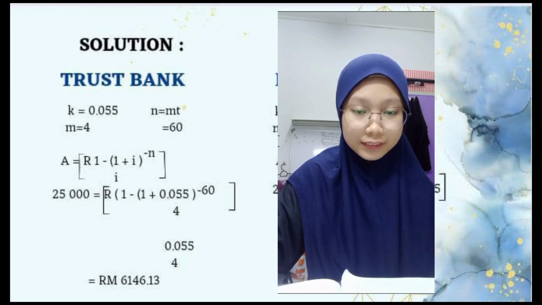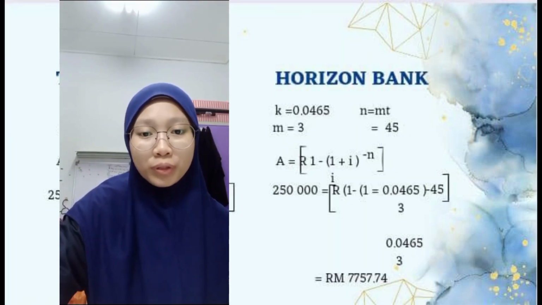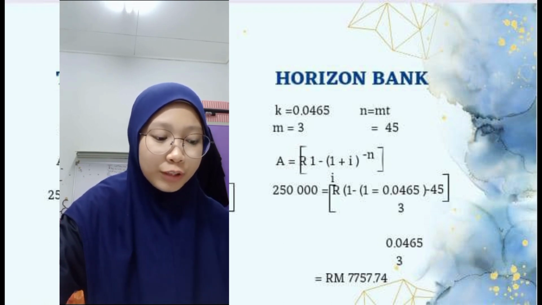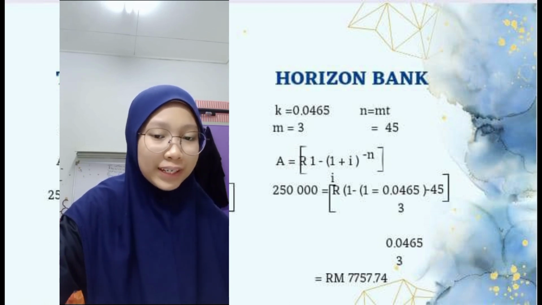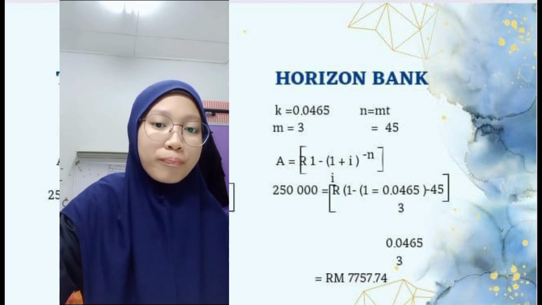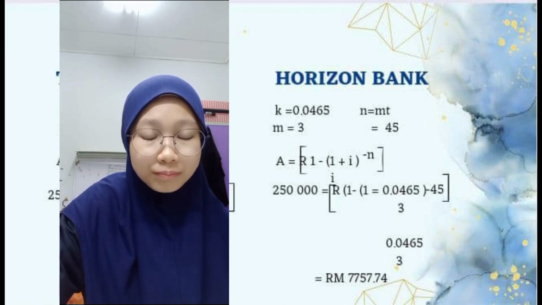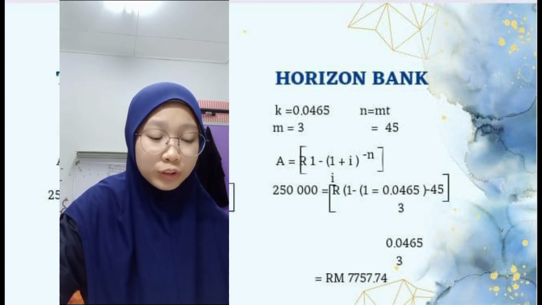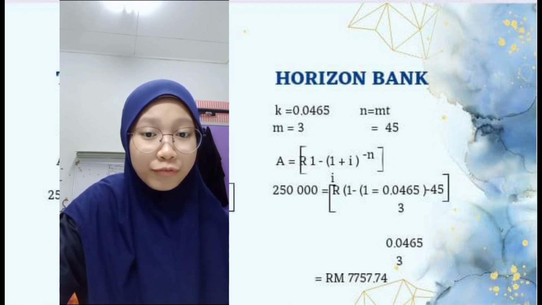6146.13 ringgit. For Horizon Bank, we will use the same formula, which is A. So the formula is A equals R, bracket 1 minus bracket 1 plus K per M, bracket minus 45. We fill in the numbers, which is 50,000 equals R, bracket 1 minus bracket 1 plus 0.0465.